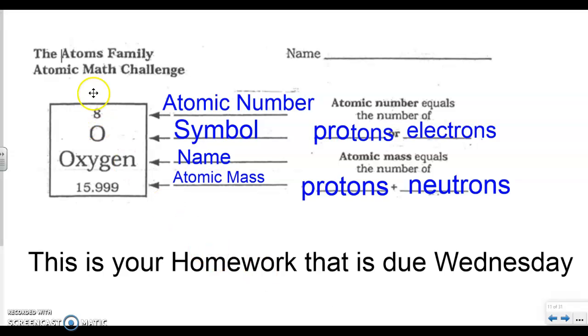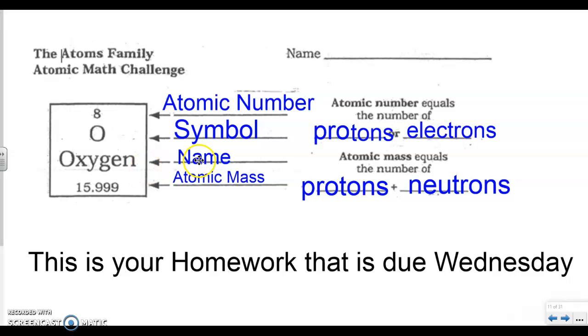Okay, one of the things to do in your packet is to fill out the atoms family math challenge. Let's look at the top, and you might have to flip ahead a page, look on the back of a paper there. The 8 represents the atomic number, which is equal to the protons or the electrons in a balanced atom. Our symbol for oxygen is just the letter O. Always first letter capital. If the symbol has 2 letters, first letter capital, second lowercase. Some elements, like mercury, use the ancient terms, so Latin or Greek, or some other language, so you might see letters that don't seem to match, as in gold, the symbol being Au.